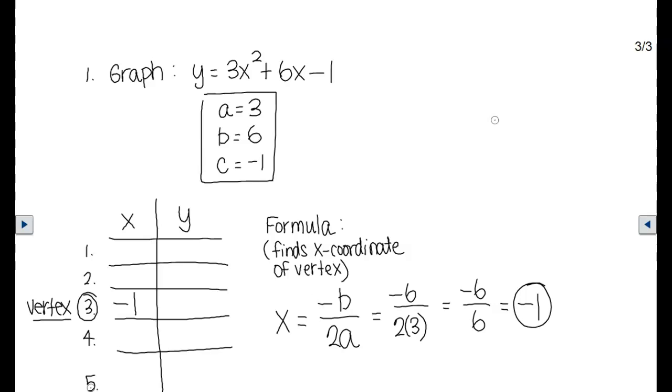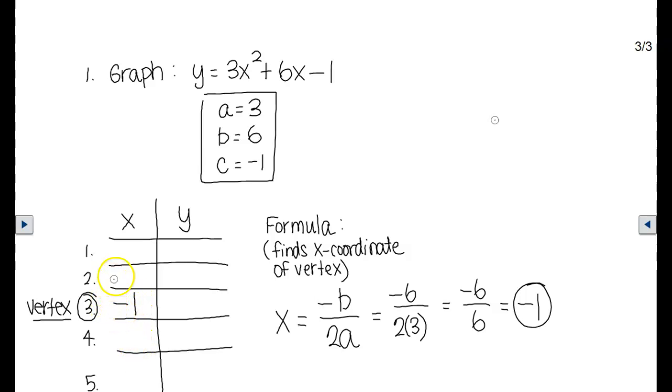Now, you get to choose. You're going to get to pick these other x values. So I want you to pick 2 x values that are smaller than negative 1, and then 2 x values that are larger than negative 1. So in other words, 2 that are to the left and 2 that are to the right.